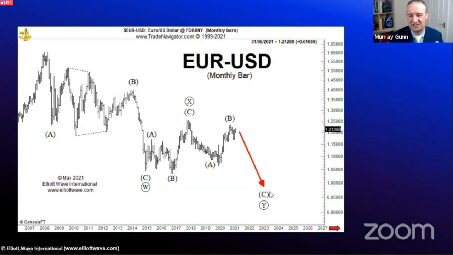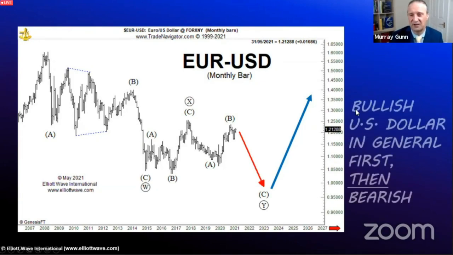We think we're coming into a C wave down, which could be quite powerful over the next few months in euro-dollar, which might take it down towards parity in euro-dollar. But what we call the higher degree wave count means that this would finish what we call wave Y, and that would mean that after that, the dollar does weaken into quite a significant downtrend in the dollar uptrend in euro-dollar. So bullish US dollar in general first, and then bearish.